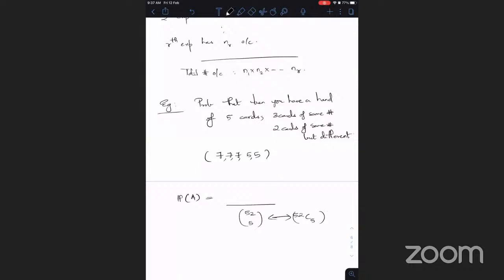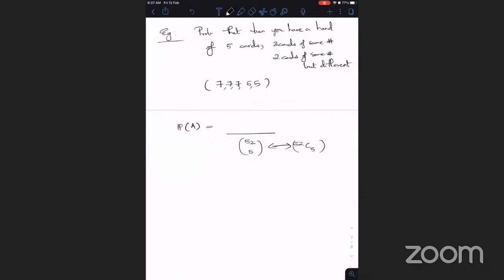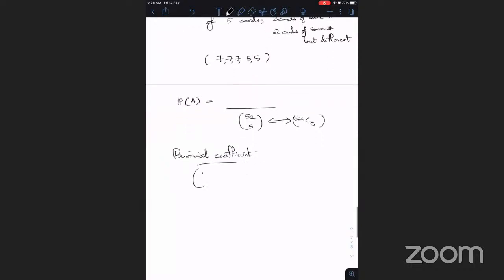52 C5 is just 52 choose 5. This is just another notation for writing it. A simple question: does everyone know what 52 C5 is? Okay, let's do a brief quick overview of what C is here. Let's see what a binomial coefficient is. Binomial coefficient is defined as follows.